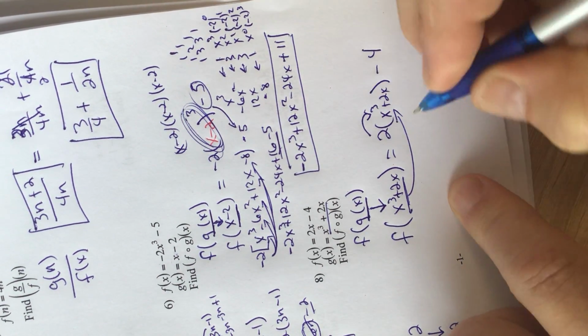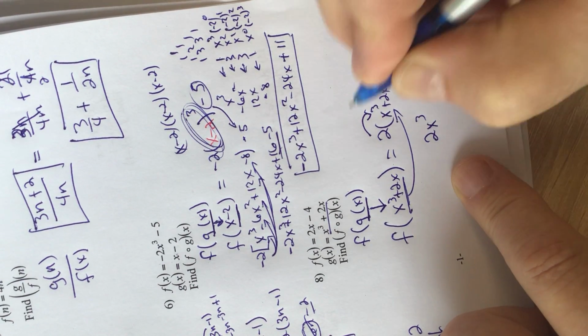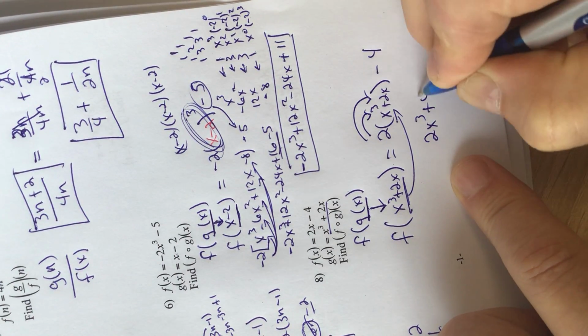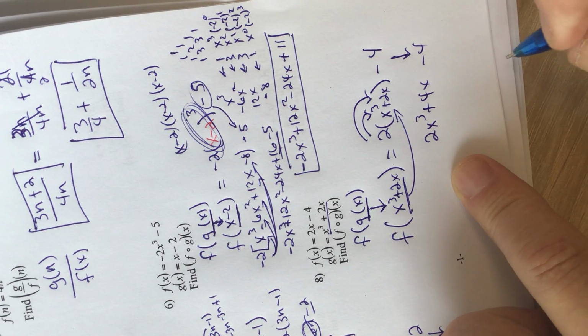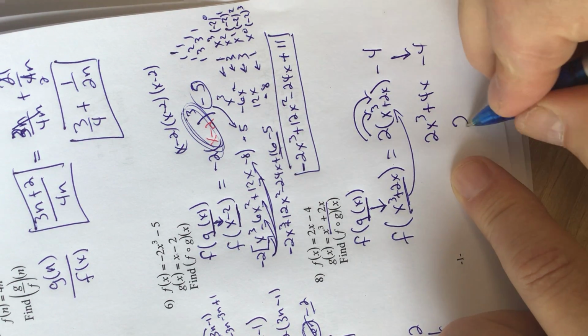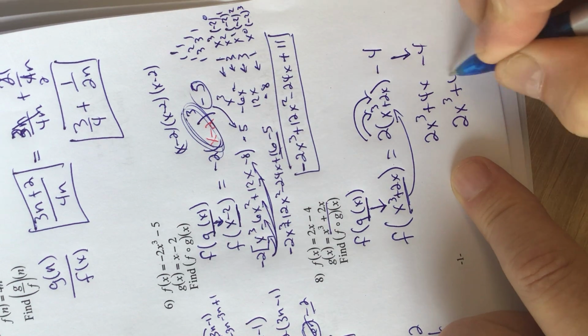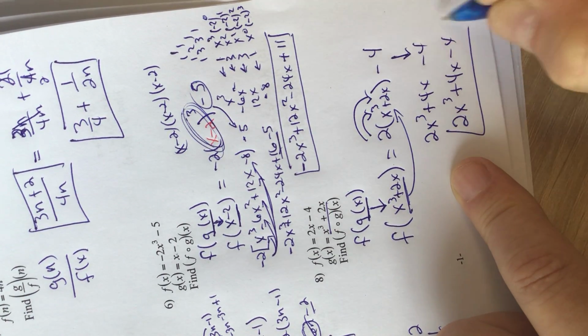So multiply that times 2 is 2x to the third. Multiply that times 2 is 4x. And we still have this minus 4. There are no like terms, so that's it. 2x to the third plus 4x minus 4.